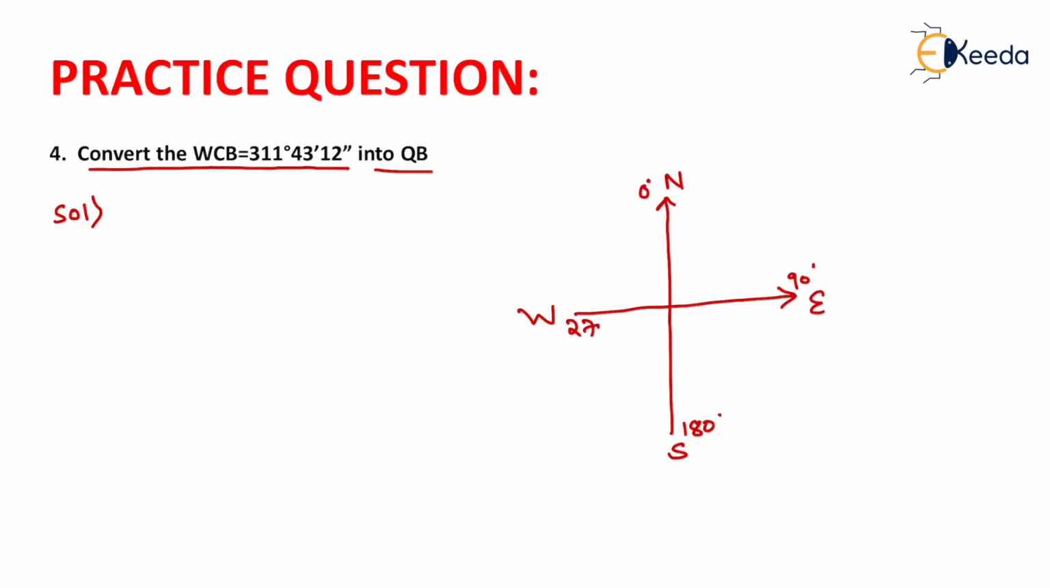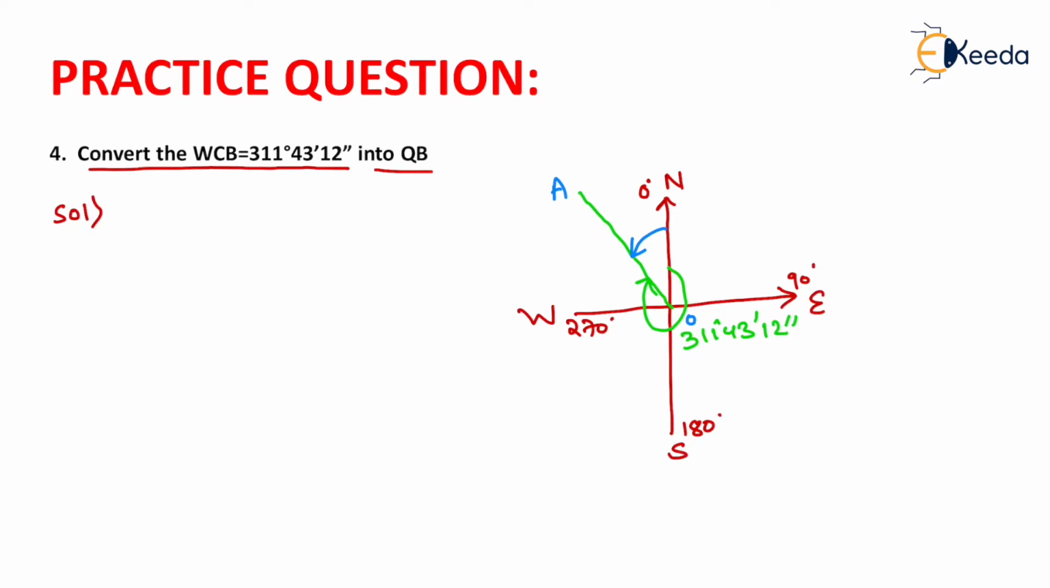Now if we want to measure 311 degrees 43 minutes and 12 seconds, then our survey line will lie somewhere here, and its whole circle bearing will be equal to 311 degrees 43 minutes and 12 seconds. Now if we want to measure the quadrantal bearing of this survey line OA, then we have to see whether it is near the north pole or near the south pole. From the diagram it is clearly seen that this survey line is near the north pole.